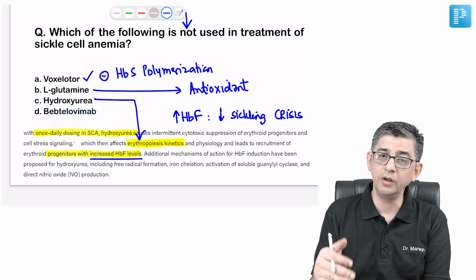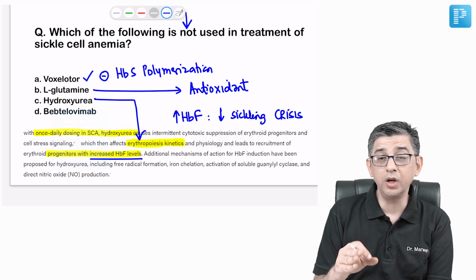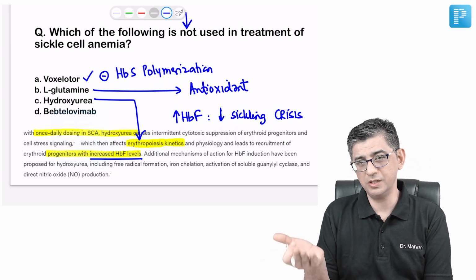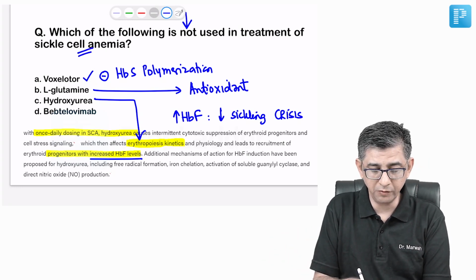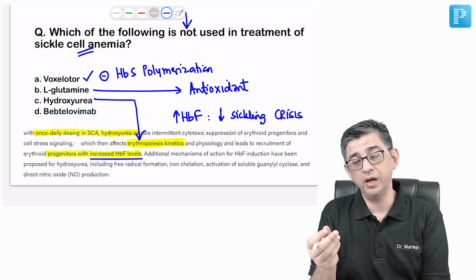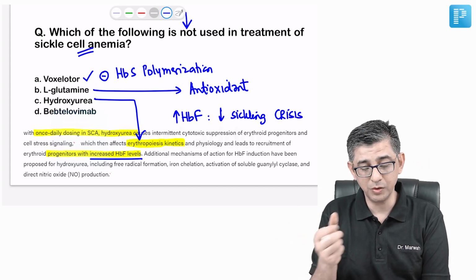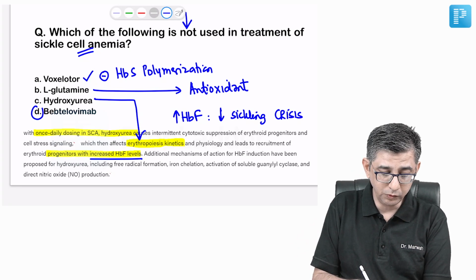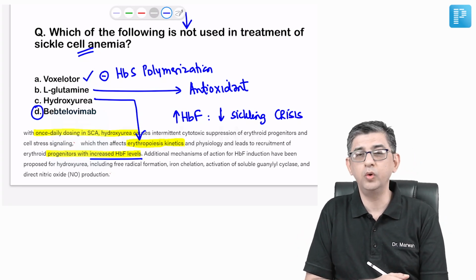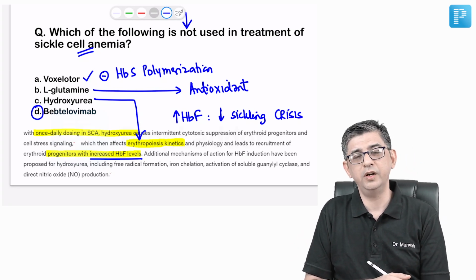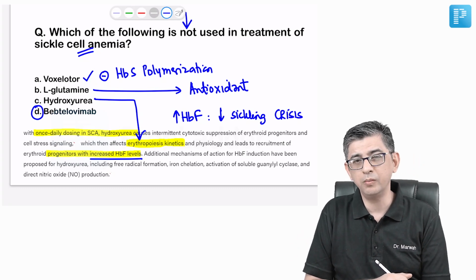Option C increases hemoglobin F, neutralizes the effect of hemoglobin S, which is anyway increased in the patient because he's suffering from sickle cell anemia, and thereby I can reduce the sickling crisis episodes. But option D is useful for COVID-19. This is a monoclonal antibody, like we read about casirivimab and imdevimab.